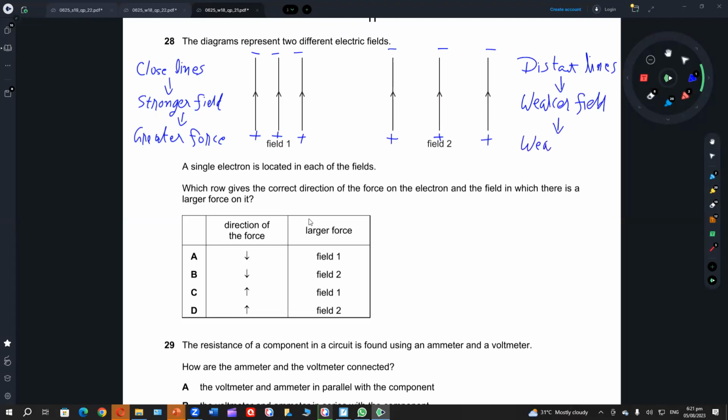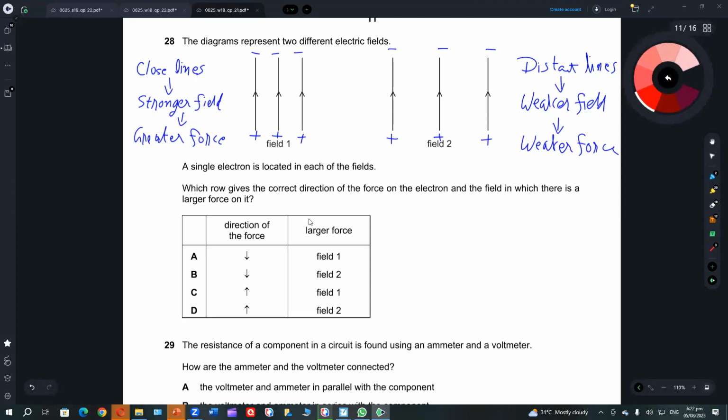Sir, field 1. And the direction of force is C. So the answer is C. One thing is clear, but do not mark the answer quickly. Which one of them is the stronger force? Field 1. Field 1 gives you the stronger force. Good. Secondly, now let us put an electron.